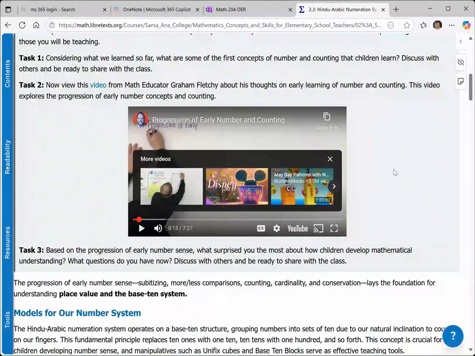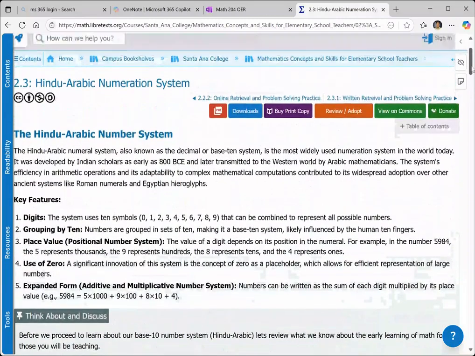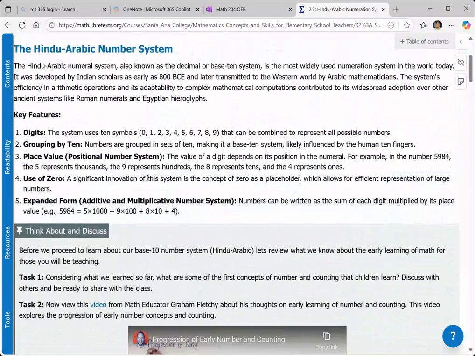We're going to start chapter 2.3, the Hindu-Arabic number system, which we know about because that's the system we use. We know about its digits, the 10 symbols we have. We know that we group them by groups of 10, our place value system, where position matters: ones, tens, hundreds, thousands.